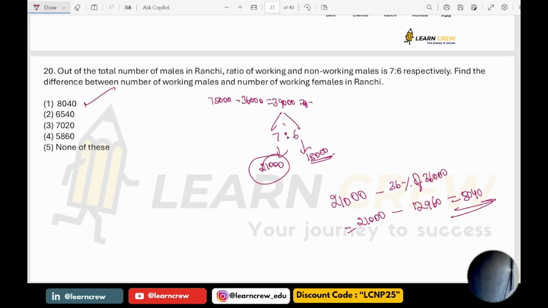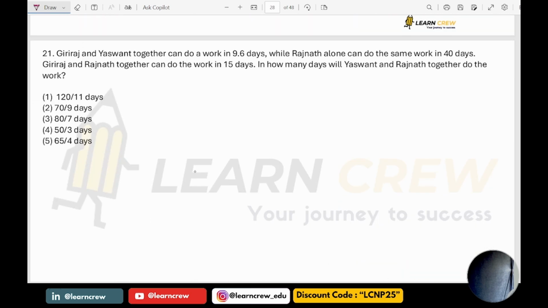Now question number 21. Giriraj and Ashwant together can do a piece of work in 9.6 days, while Rajnath alone can do the same work in 40 days. Giriraj and Rajnath together can do the same work in 15 days. In how many days will Ashwant and Rajnath together do the same work? So what is the LCM of 9.6, 40 and 15? The LCM is 240.